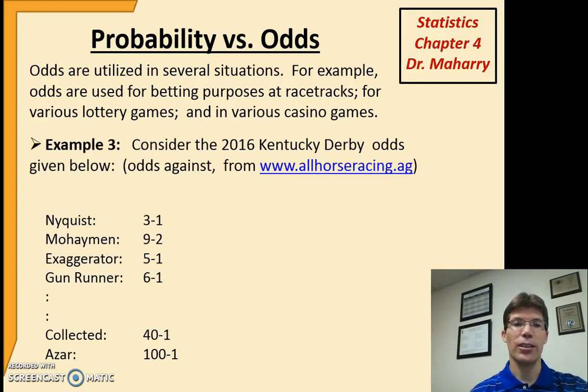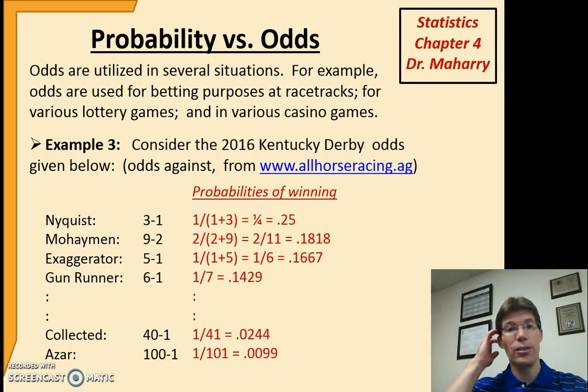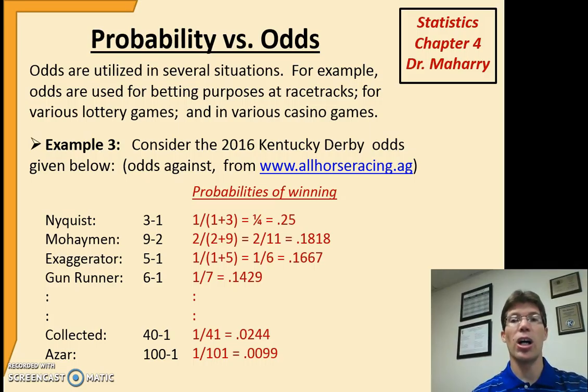For example, here are the Kentucky Derby odds from 2016. The first couple here are sort of your favorites. And then the last two listed here are the long shots in a particular race. If we converted these to probabilities, Nyquist, the first one here, these are really odds against. It's saying there's 3 chances that this horse does not win for every 1 chance they do win. So the probability they actually win would be 1 chance out of 4, or 1/4.